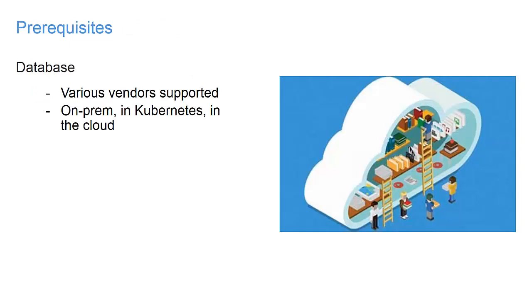There are some prerequisites you need to take note of before running UrbanCode Deploy Server in Kubernetes. First, UrbanCode Deploy requires a database. Various vendors are supported, and the database may pretty much exist anywhere. For example, the database may exist in the same Kubernetes cluster as UrbanCode Deploy. You could use an on-prem database, or the database could exist somewhere else in the cloud. As long as your Kubernetes cluster can reach your database, you should be fine.